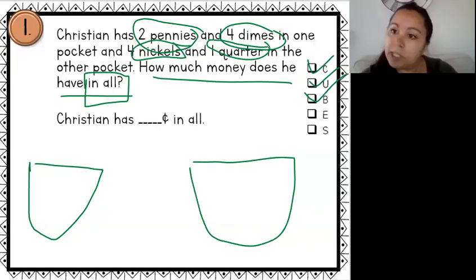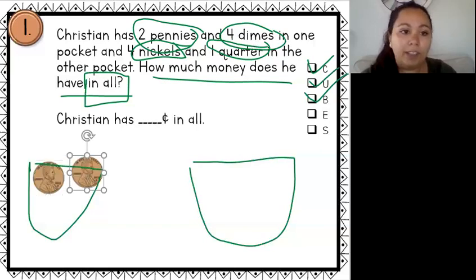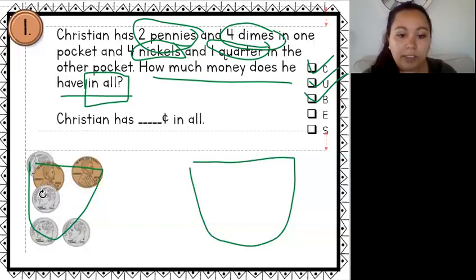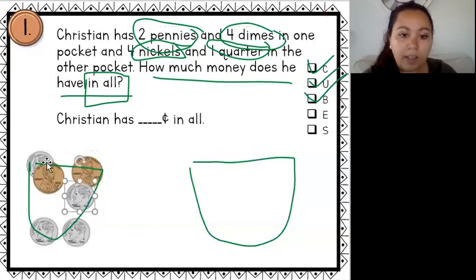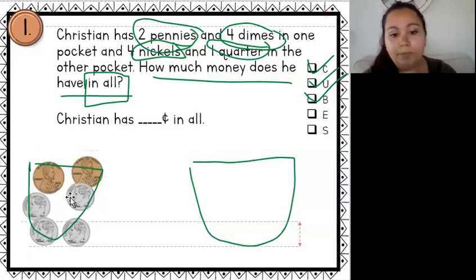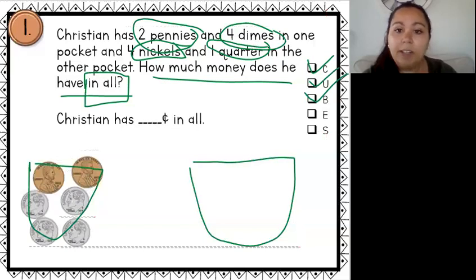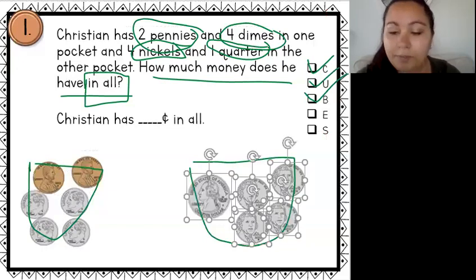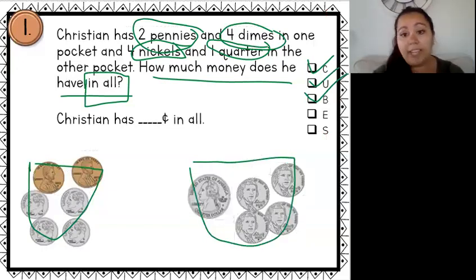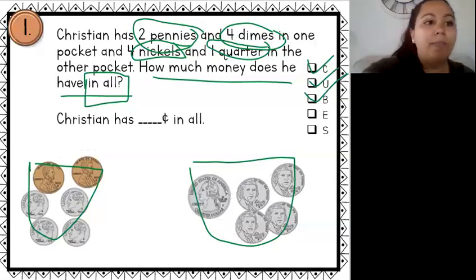So let's put some coins in pockets, right? 2 pennies, 1, 2, and 4 dimes, 1, 2, 3, 4. Put them a little nicer in here. And then in the other pocket, we got the 4 nickels and 1 quarter. Here we are. So in all tells us we need to add them up, right?